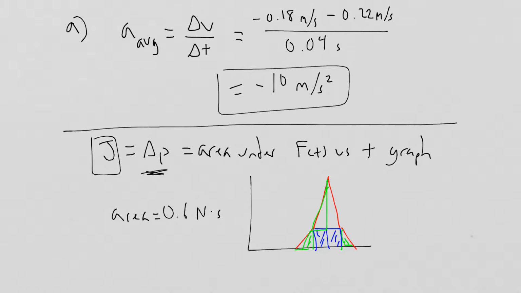And so since that's the area, that means delta P is 0.6 Newton seconds as well. Okay. And so once you have the change in momentum, calculating the mass is fairly straightforward because we're just going to use that same relationship and substitute the definition of momentum in, which is the next slide here.